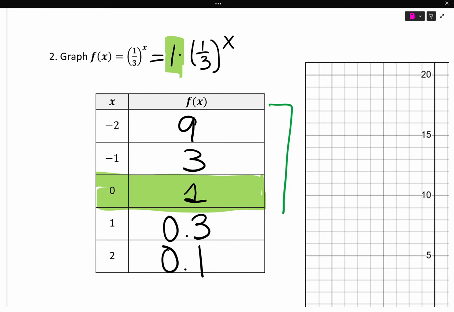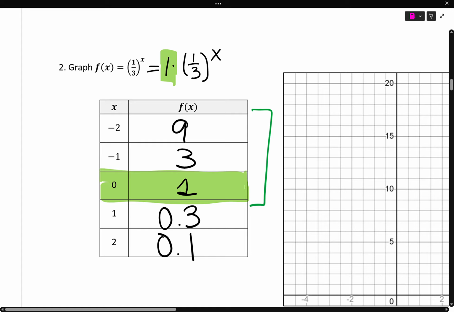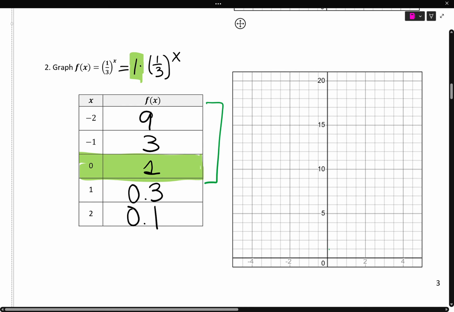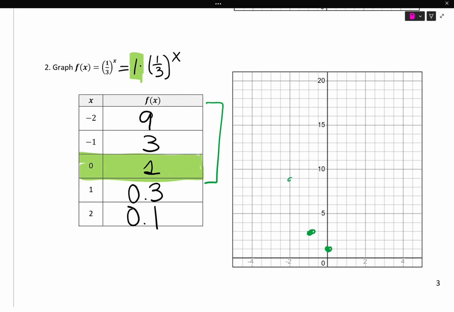Once again, I'm just graphing the whole numbers. (0, 1), (-1, 3), and (-2, 9).